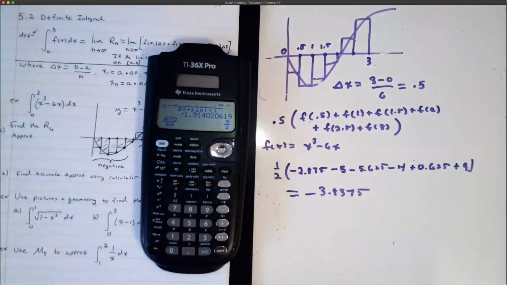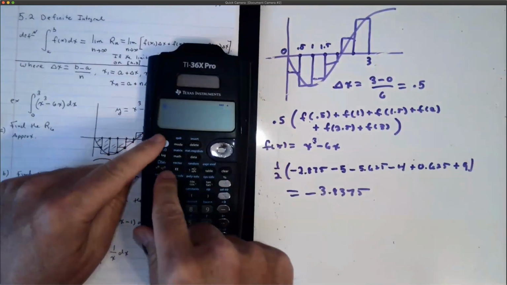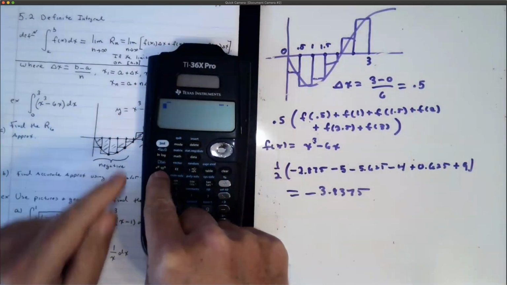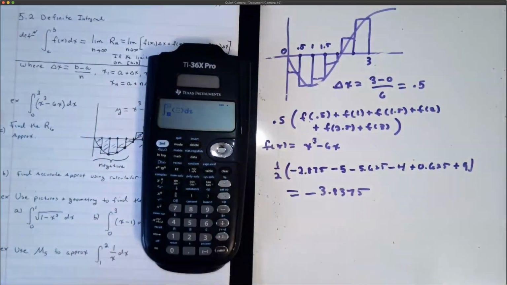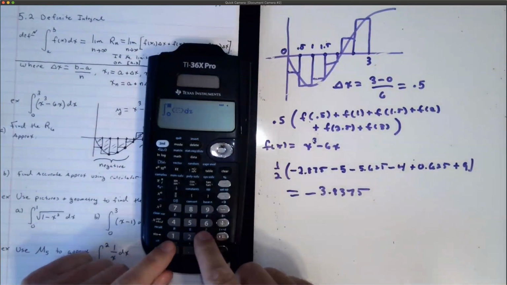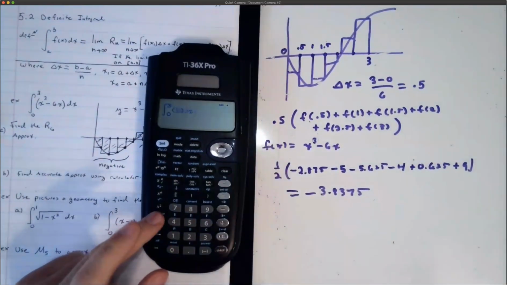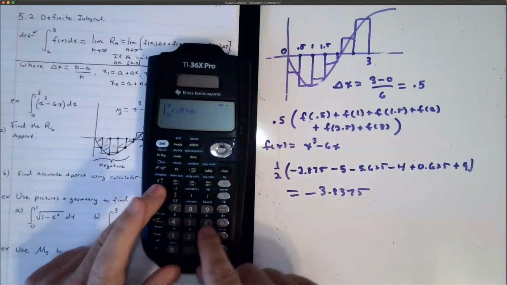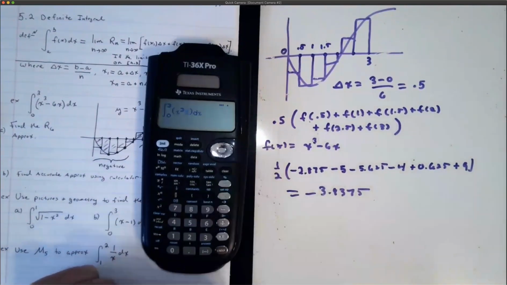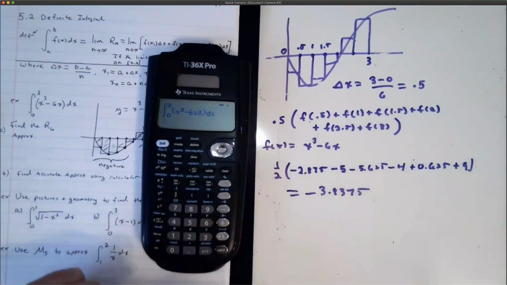All right, so I have my trusty TI-36X Pro. The second function above the exponentials is the integral button there. We go from 0 as the lower limit of integration, 3 as the upper limit of integration, and x raised to the third power minus 6x.